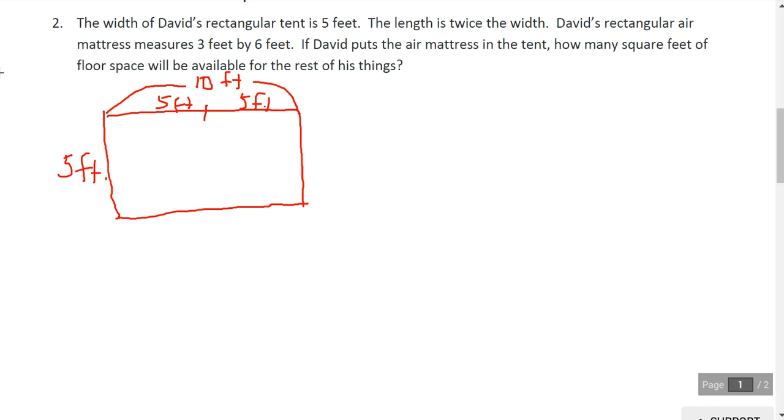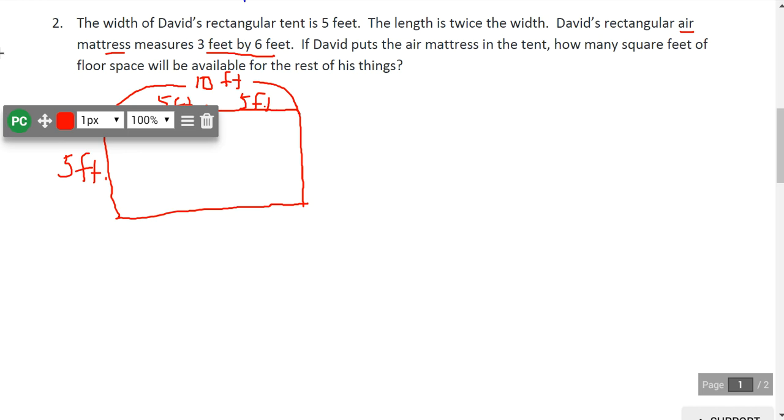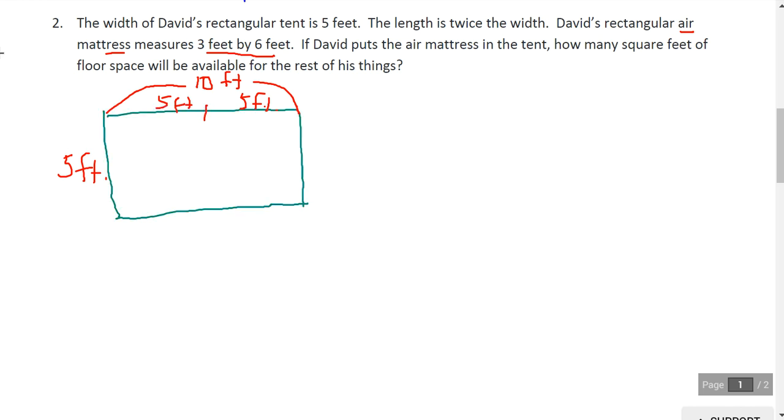Now he has an air mattress, and it measures 3 by 6. If he puts it in the tent, how many square feet of floor space will be available? Well, let's put it in the tent. It's going to be 3. Let's change the color so we can see it. It says it's 3 by 6. If that's 10, let's go about here. So we're going to say that this is 3 feet, and this is 6 feet.